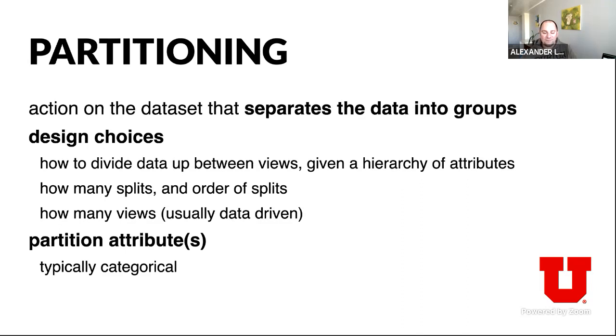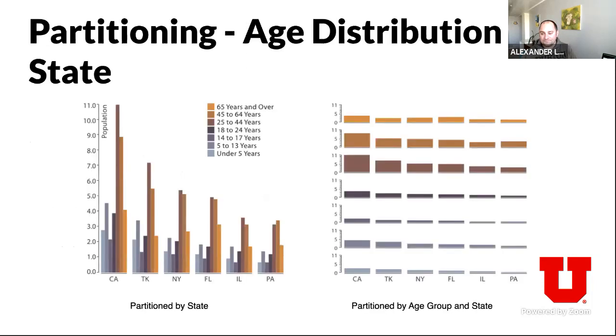Your partition attributes are typically categorical, but they can also be bins. So I could say everything above a certain threshold is one bin, everything below a certain threshold is another bin. So here is the same data shown in two different partitionings. This is age distribution by state.